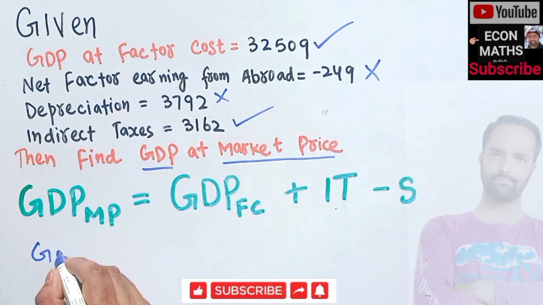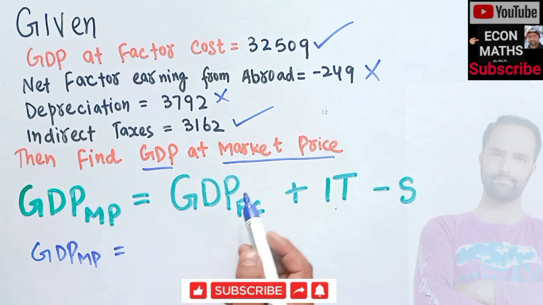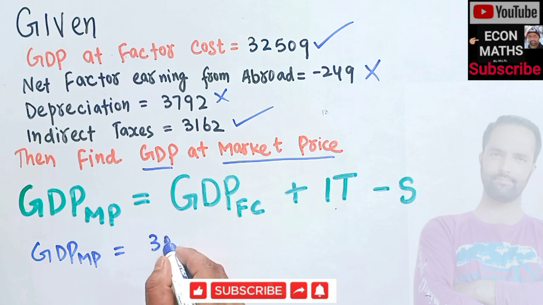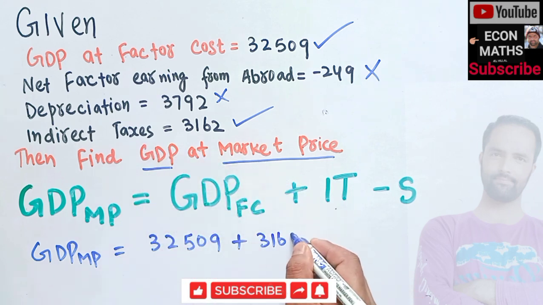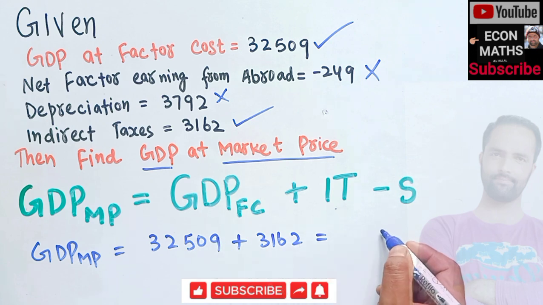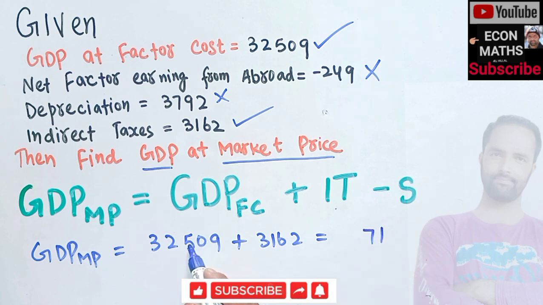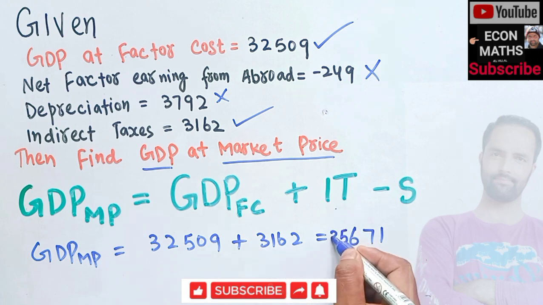So our GDP at market price will be equal to factor cost, 32,509, plus indirect taxes, 3,162. Now add them up. 9 plus 2 is 11. So 6 plus 1 is 7. Then we have 5 plus 1 is 6. 2 plus 3 comes out to be 5. Then we have 3. So this will be our GDP at market price.